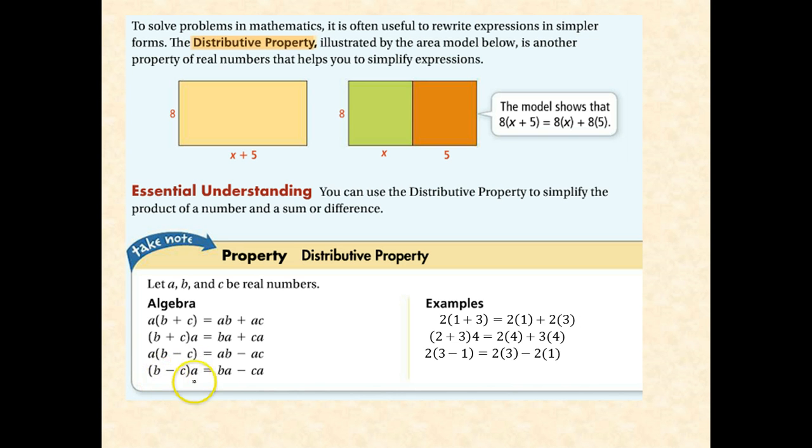So, same thing works if the A is on the back side of the difference. And you can see here, 3 minus 2 is 1, 1 times 4 is 4, 3 times 4 is 12, minus 2 times 4 is 8, 12 minus 8 is 4.